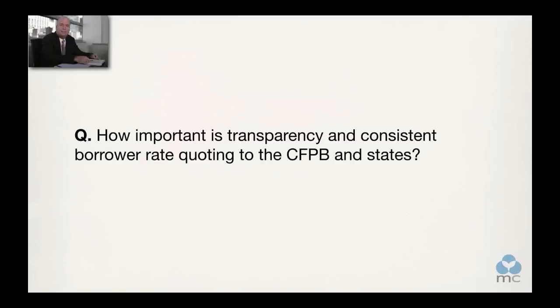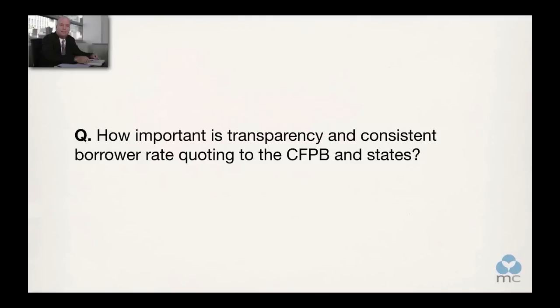You've got to be careful about how you advertise your rates as well. In fact, just this past August, on August 12th, a lender entered into a $20 million settlement based on deceptive advertising, where products resulted in higher interest rates and fees to the consumer than what was quoted or advertised. So transparency, consistency, getting it right is what's really important.